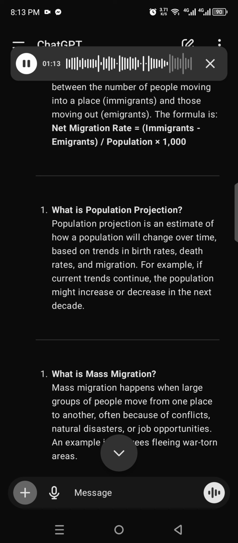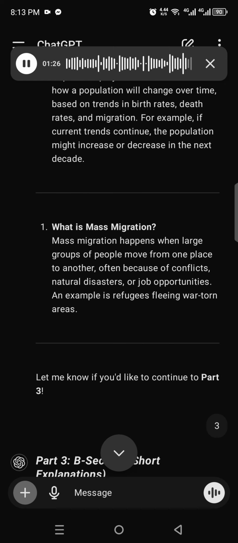10. What is mass migration? Mass migration happens when large groups of people move from one place to another, often because of conflicts, natural disasters, or job opportunities. An example is refugees fleeing war-torn areas.